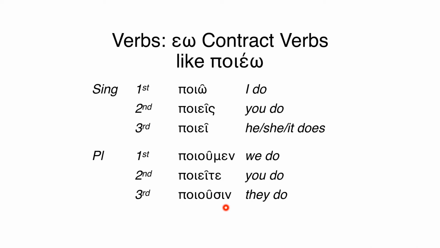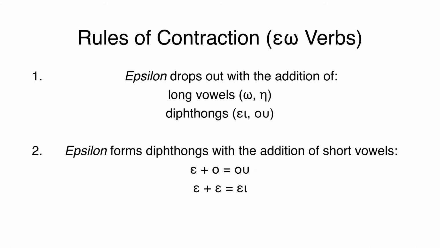So, with these contract verbs, we need to remember that there is a circumflex over each one which indicates the contraction, and that these forms are created by combining the epsilon at the end of the stem pie with the verb endings we learnt for luo or leo. Now, you could memorize this table just as it is. A number of verbs are eo contract verbs, and that would work fine. Or you could learn the rules of contraction, which we'll turn to now.